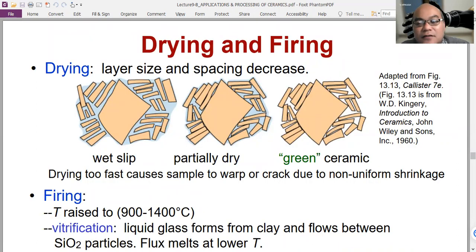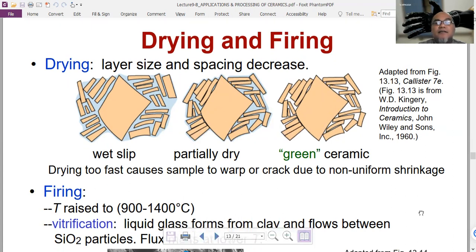Then after forming, usually by slip casting or extrusion, the next step is drying and firing. By drying, the layer size and the spacing between the structure will decrease. So this is, for example, in the wet slip, in the ceramics. When it is still wet, we can form it easily. When it is partially dry, it is like this. When it is green ceramic, when it is completely dry, then it has a fixed structure, and it's difficult to shear again. Drying too fast will cause the sample to warp or crack due to non-uniform shrinkage.